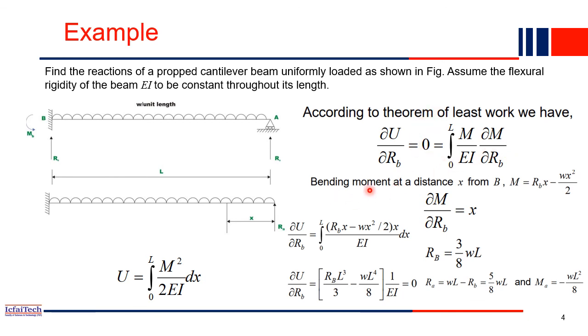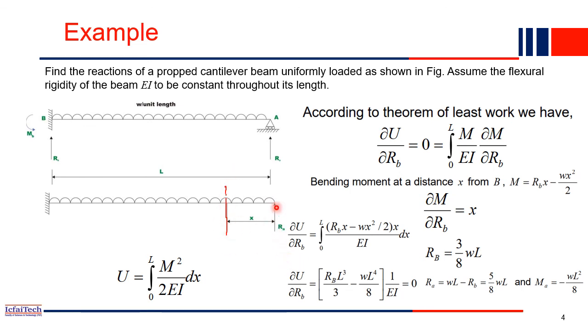Now this expression, you have to derive it with respect to RB, so you will get this expression, and this should be equal to 0 as per the theorem of least work. Now what is the bending moment at a distance of x from B? Let's take a section here, at a distance of x from the load here. Then how much is the moment at this section?